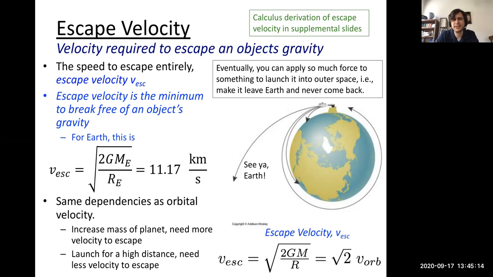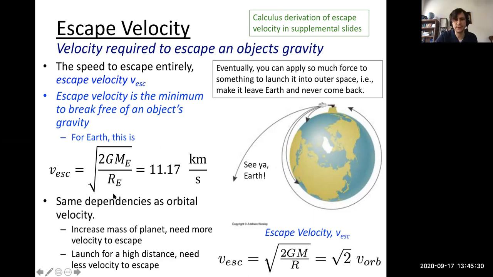And notice it has the same dependencies as orbital velocity: the mass of the Earth and the distance away. Increase the mass of the Earth, I would have to throw this at a faster velocity to make it leave and never come back. That makes sense. More mass, more gravity. I'd have to throw this harder to make it leave.